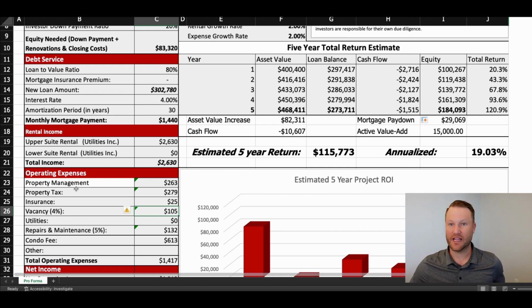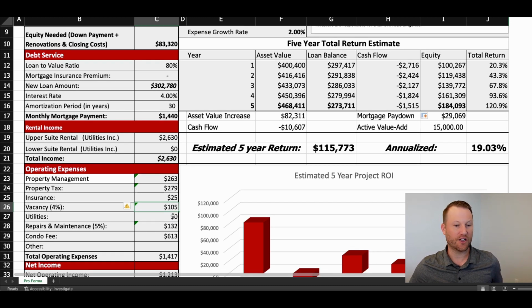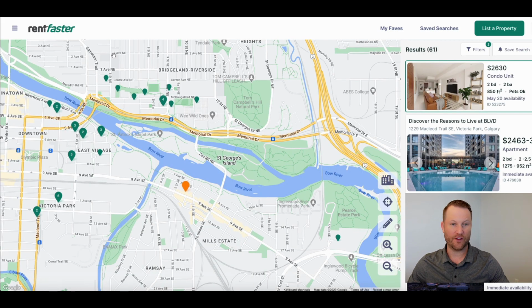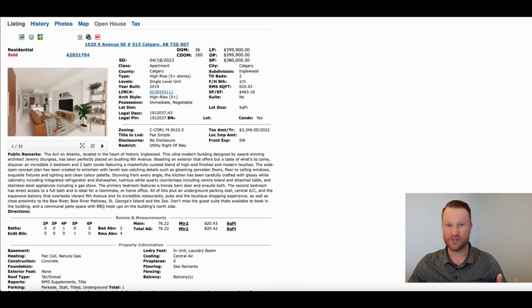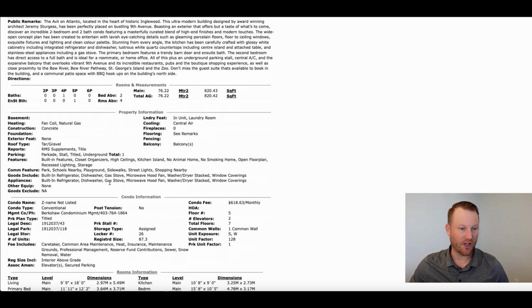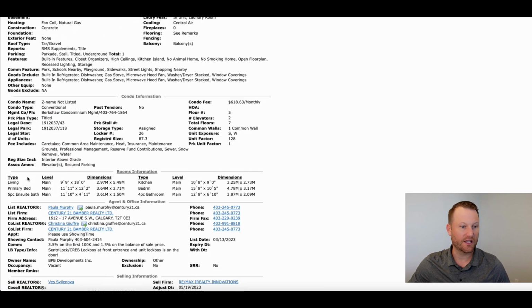Vacancy, I'm keeping that the same, 4%. That doesn't change very much. Now, utilities are included in the condo fee that we have for this. So let's jump back over to this, and you can see here, this is the one that I wanted. If you come down here to what is included in your condo fee, okay? Our condo fee is expensive for this one, $618. And it includes all the regular stuff that you would assume, but it also includes heat. This is what I'm looking for here, okay?